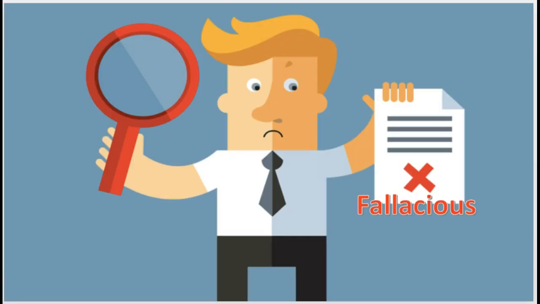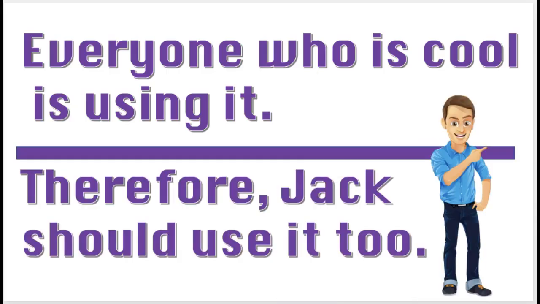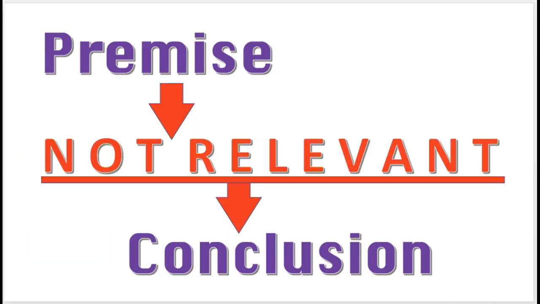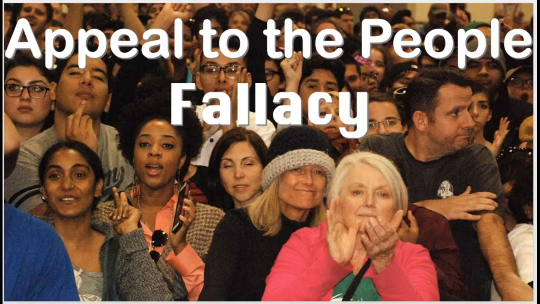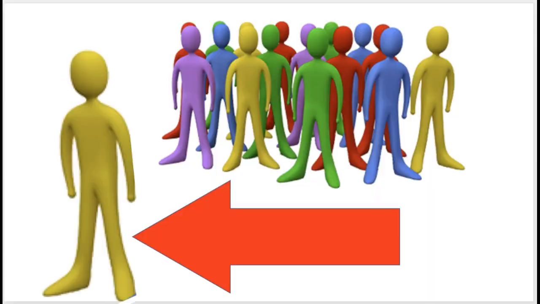All right, notice how Cindy's argument is fallacious here. The premise, everyone who is cool is using it, and the conclusion, therefore Jack should use it too. Notice the premise is logically irrelevant to the conclusion. The appeal to the people fallacy is basically like this: if you don't want to be left out of the crowd, then you should do what the crowd is doing.